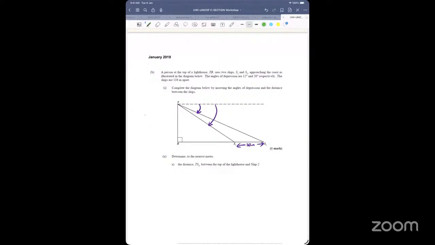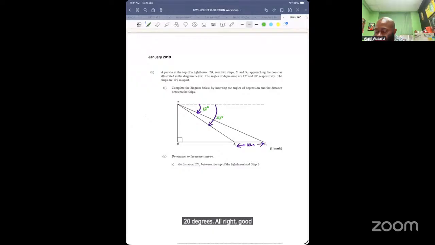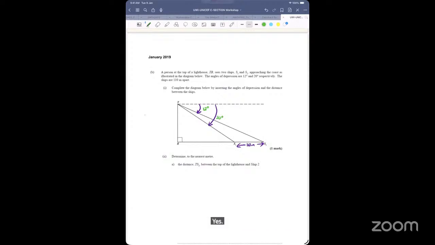Sir, the 12 will be where you have the first arrow. Yes, that's correct. And this one should be what? Where you have the second arrow is 20 degrees. Right. Good. Lovely. Because obviously 20 is bigger than 12, correct?